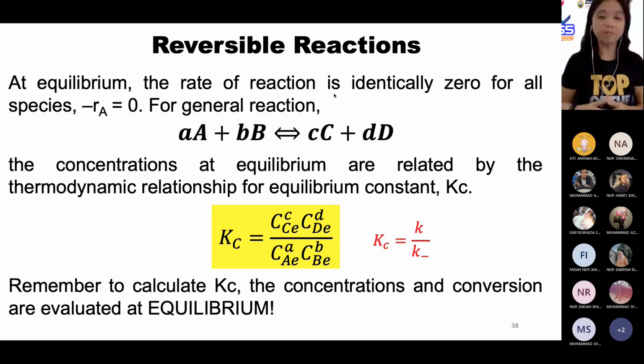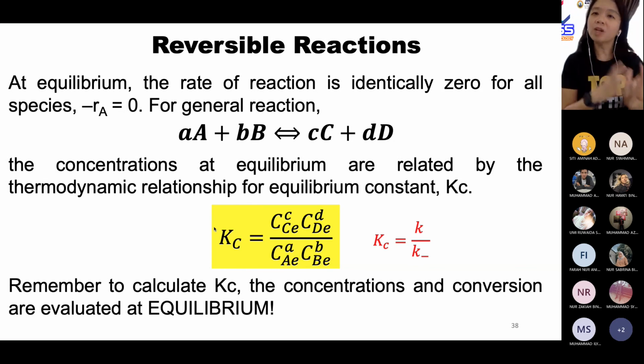And at equilibrium, pada keseimbangan, the ratio of your K forward over K backwards is actually called the equilibrium constant, KC. Pemalar kadar tindak balas pada keseimbangan, KC, equilibrium constant. So equilibrium constant ni sama dengan the ratio of your reaction rate constant forward over reaction rate constant backwards. And this KC, kamu kena faham, is only measured after the reaction has reached equilibrium.